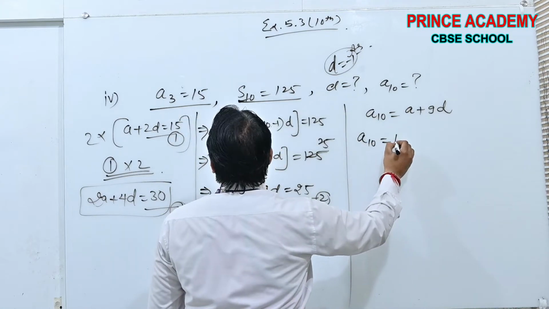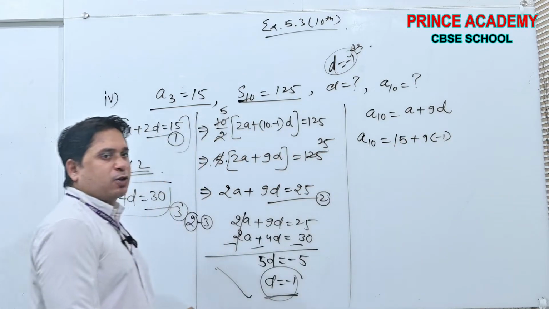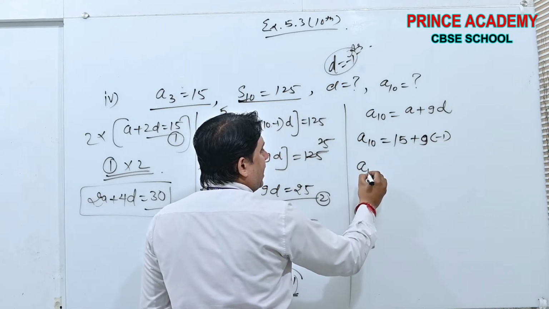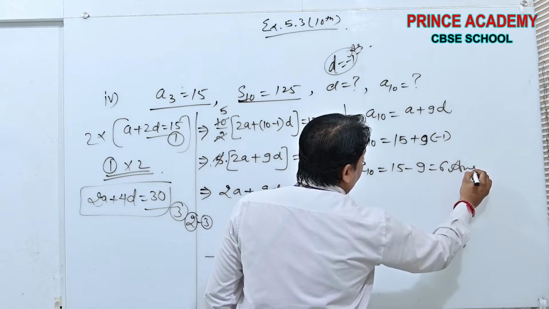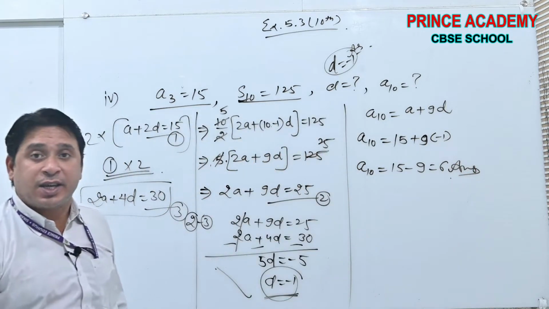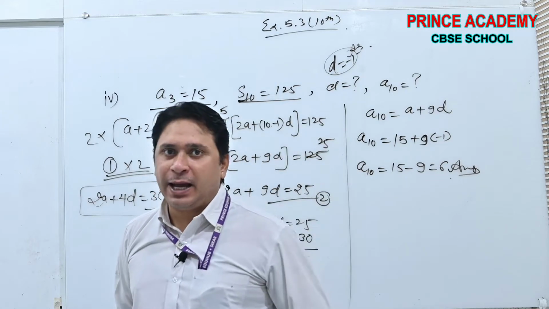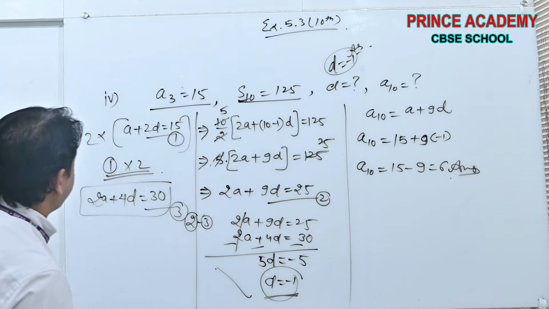A10 is equal to A plus 9 into minus 1. Yes or no? See, A10 will be 15 minus 9, that is 6. Is it okay? You got my point? Okay, beta? Done? Take the screenshot, then we will move further.